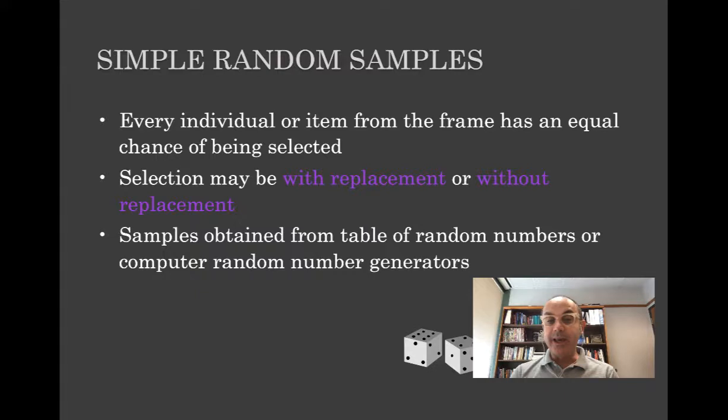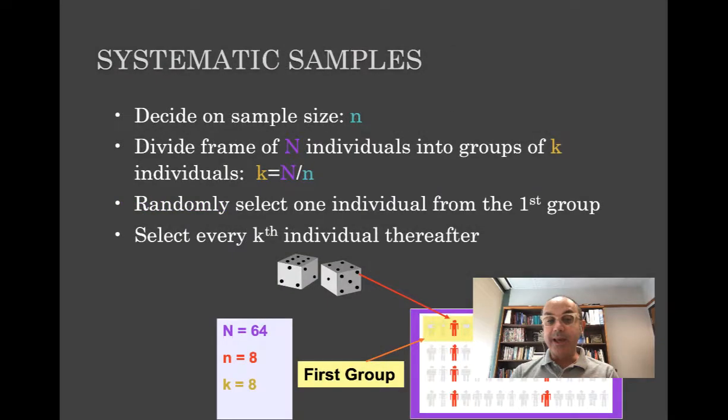A simple random sample is where every individual or item from the frame has an equal chance of being selected. The issue is that the selection may be with replacement or without replacement, and usually the selection of the individual comes from a table of random numbers or from computer-generated random numbers that we will learn to use in R in order for us to do that.